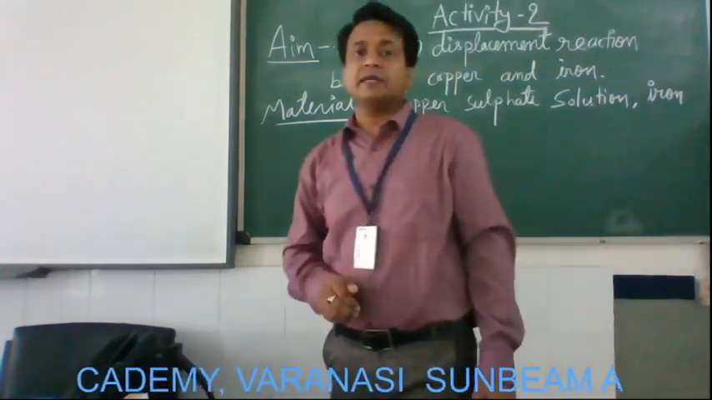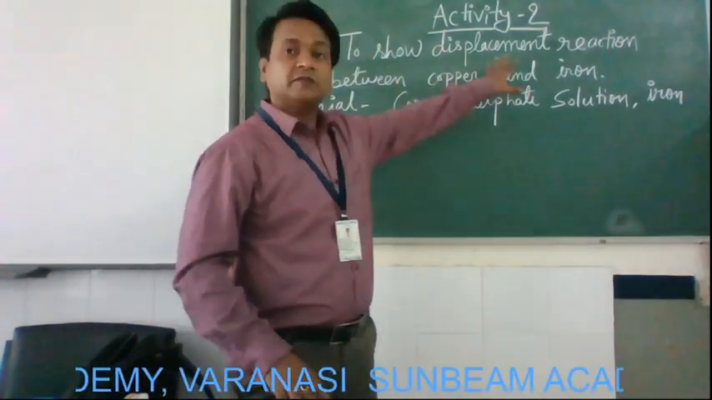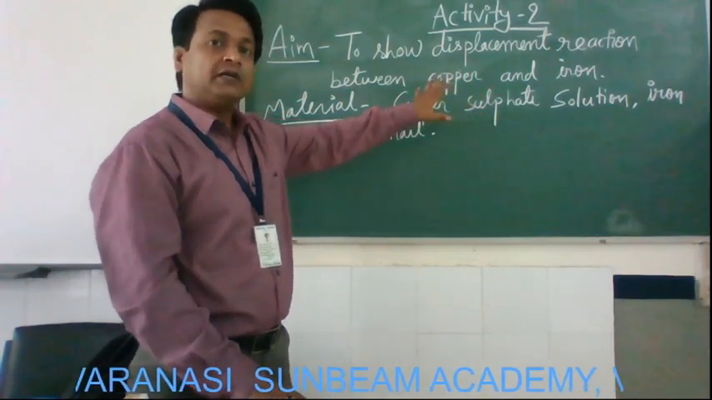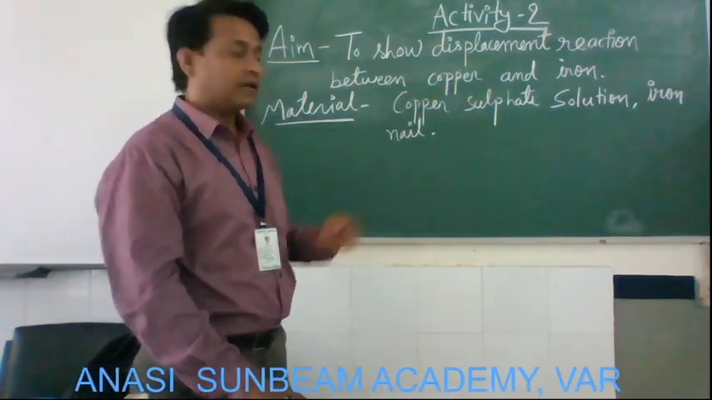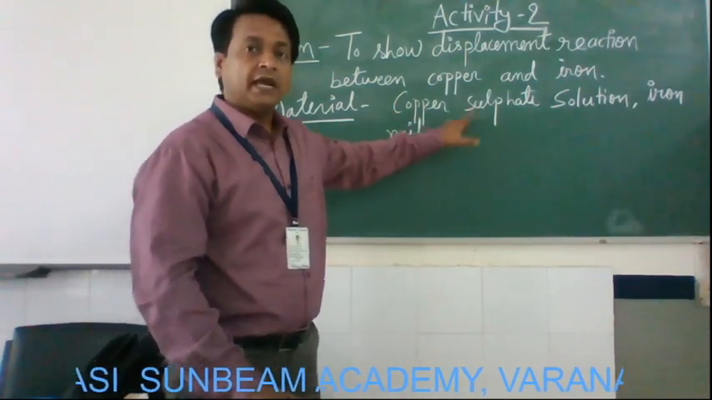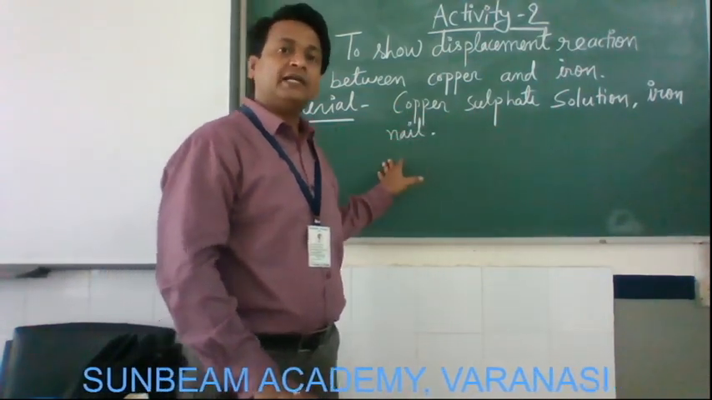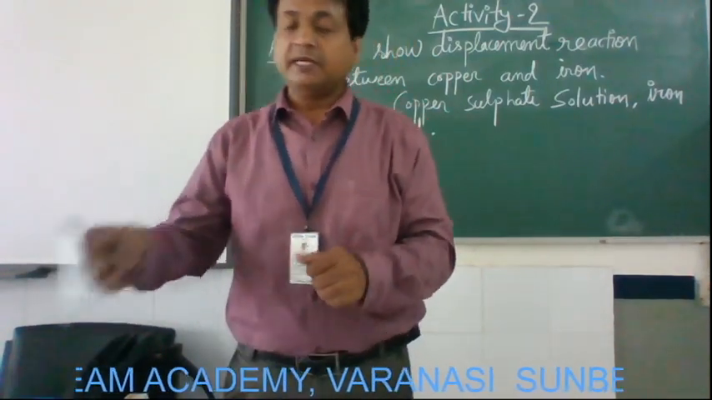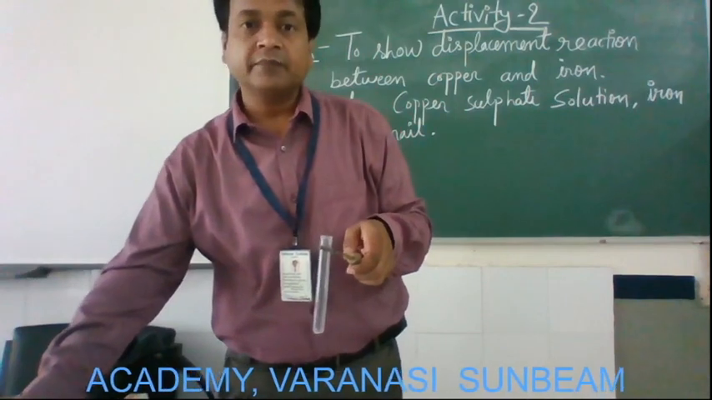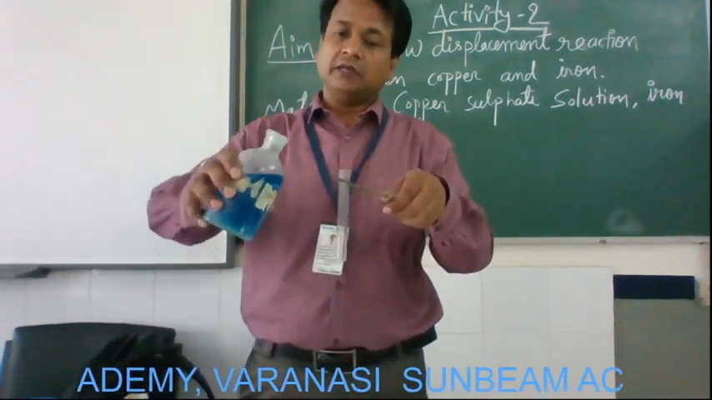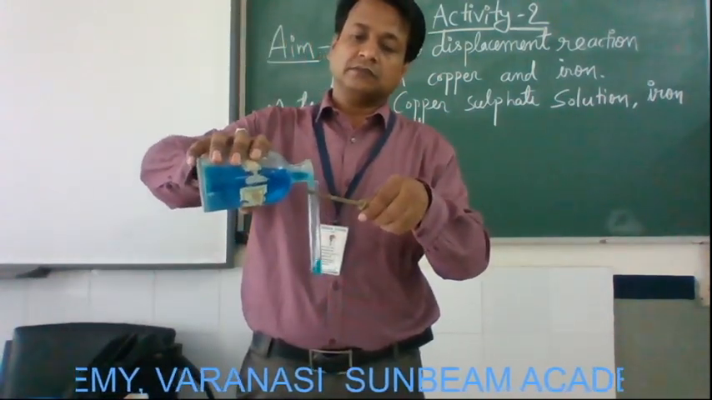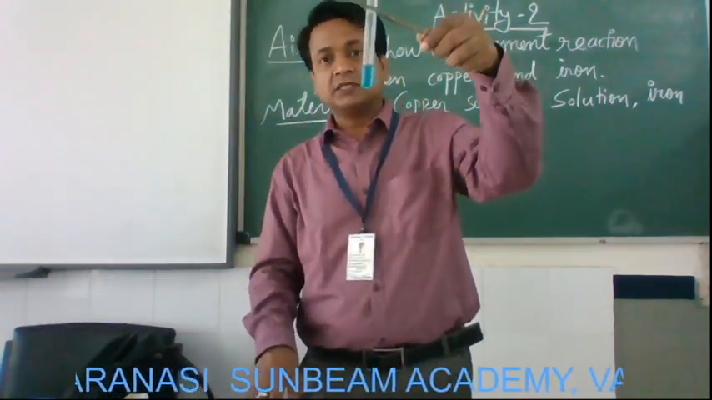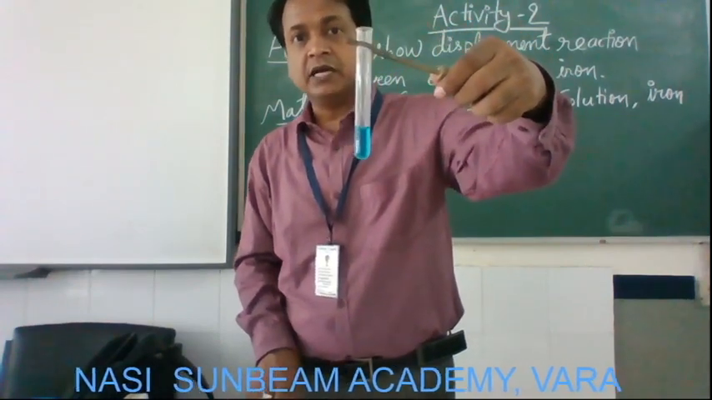The aim of our activity is to show the displacement reaction between copper and iron. For this activity, the materials we require are copper sulfate solution and an iron nail tied in a thread. So here I have the materials. First of all, I will take a test tube and some copper sulfate solution in it. Now, children, notice that the color of the copper sulfate solution is blue.